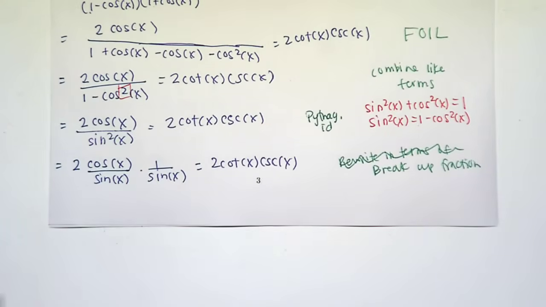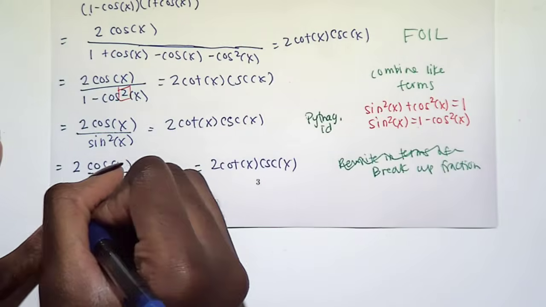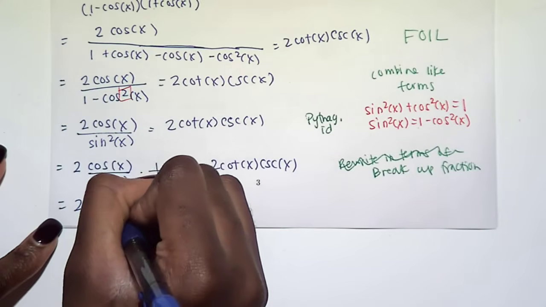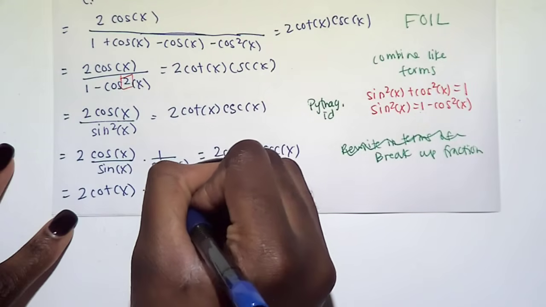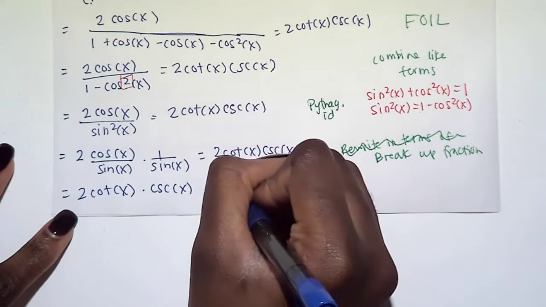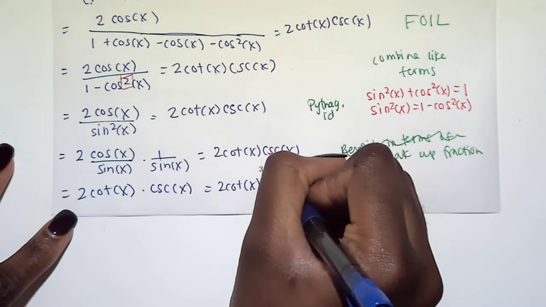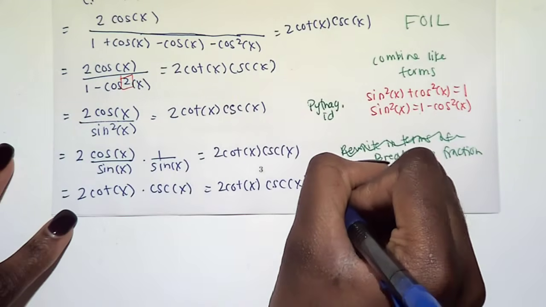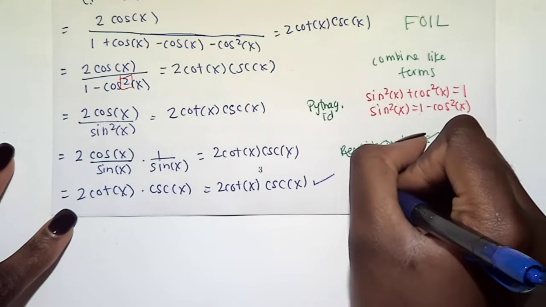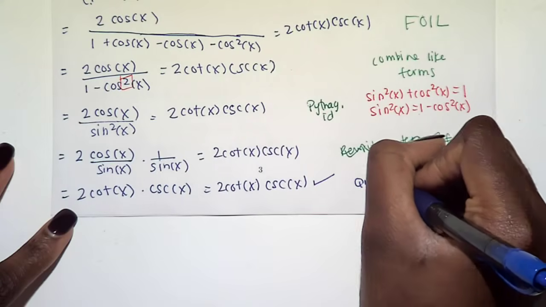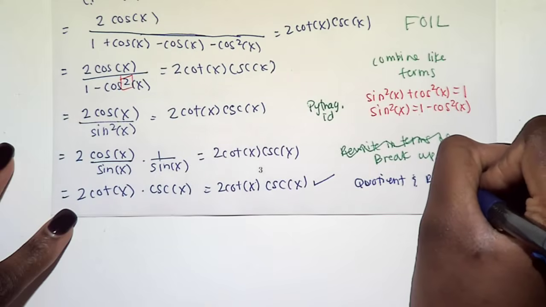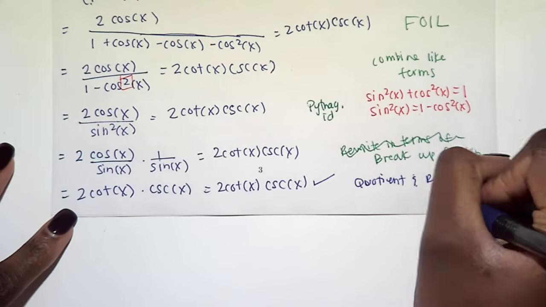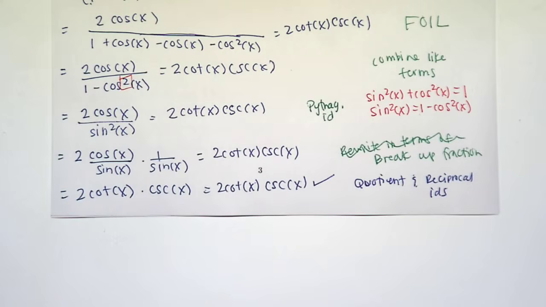All right, finally, cosine over sine, that's cotangent. 1 over sine, that's cosecant. And that's exactly what we were looking for. So once you get to the end, it's very satisfying. So this is quotient and reciprocal identities. All right, so go back over this one if it kind of went over your head.